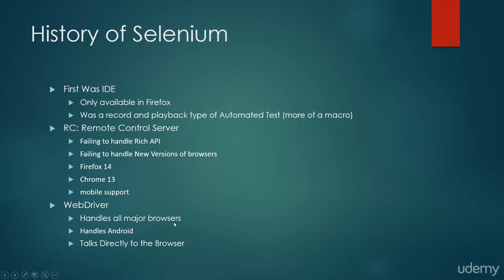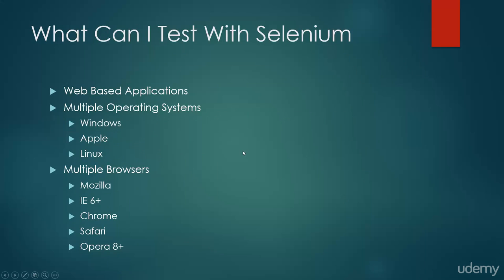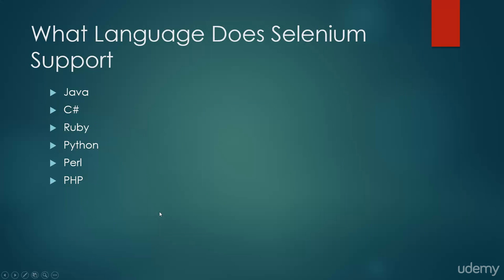WebDriver handles all major browsers. It handles Android and iOS. And it talks directly to the browser. What can I test with Selenium? I can test web-based applications, multiple operating systems, such as Windows, Apple, and Linux, and I can test multiple browsers, such as Mozilla, IE6 and above, Chrome, all versions of Chrome, Safari, and Opera 8 and above. What languages does Selenium support? We covered this a minute ago, but Java, C#, Ruby, Python, Perl, and PHP.